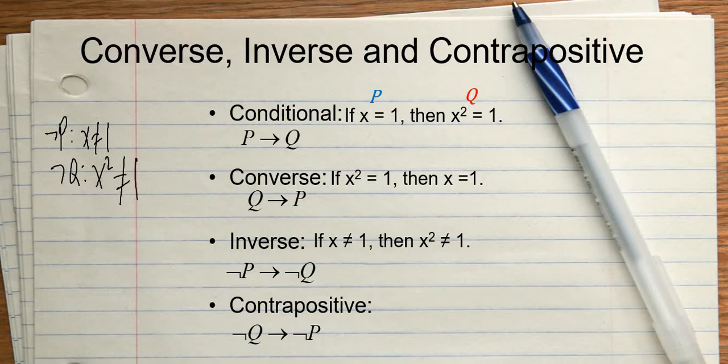Therefore, the inverse is: if x is not equal to 1, then x squared is not equal to 1. Using the same statements for the contrapositive, we would have: if x squared is not equal to 1, then x is not equal to 1. So these are the converse, inverse, and contrapositive of our original conditional statement. And of course, since these are propositional forms, we have to check their truth values.